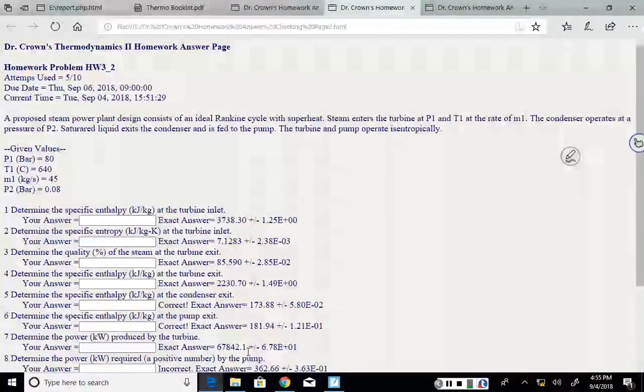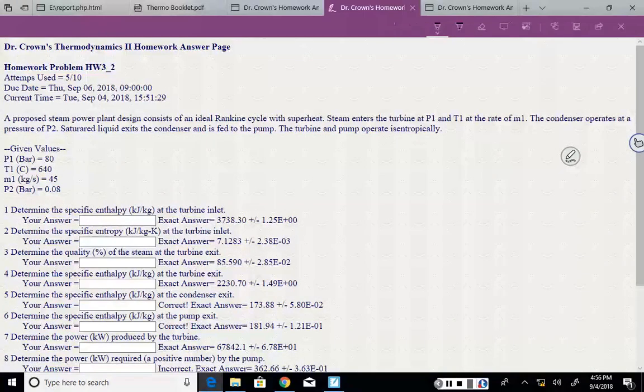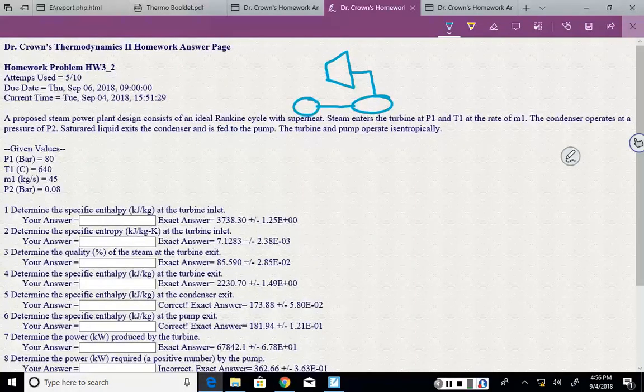Okay, in this homework problem, we're going to look at the ideal Rankine cycle with superheat and do a little sketch here. We've got a turbine, which goes into a condenser, goes into a pump, into a steam generator, and back into the turbine. So turbine, condenser, pump, and steam generator. State 1, state 2, state 3, and state 4. And some simple relationships.